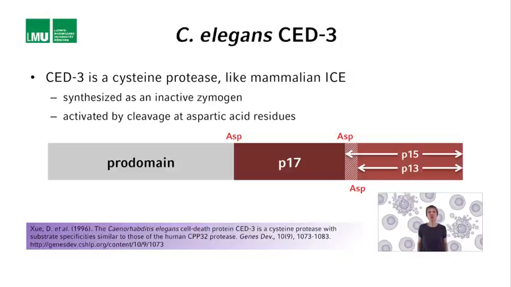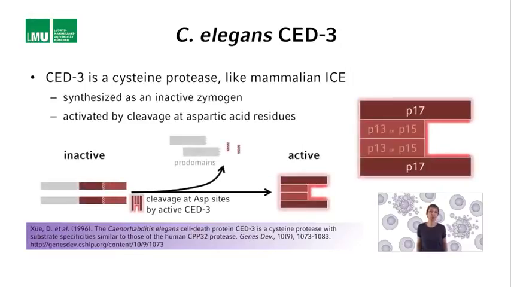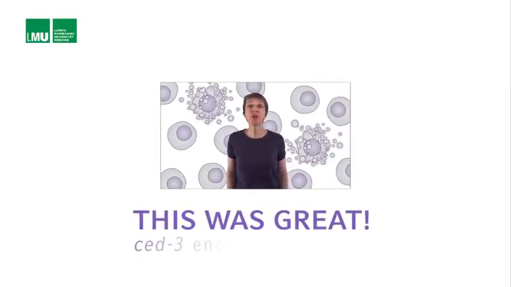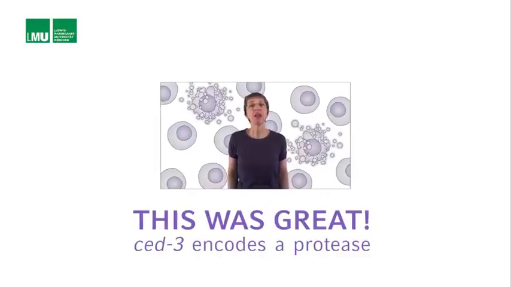Cleavage at these sites generates a P17 subunit and a P15 or P13 subunit, which together form the fully active protease. Just like for ICE, this proteolytic cleavage is done by the Z3 protease itself. This was great. Z3, which is required to irreversibly commit cells to the apoptotic fate, encodes a protease, an enzyme that can irreversibly cleave other proteins.